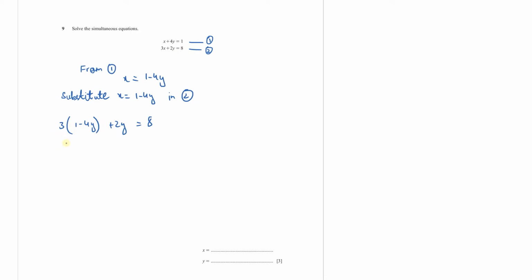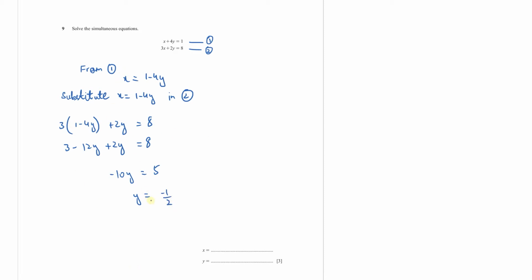So if I open this bracket, I will get 3 minus 12y plus 2y equals 8. And if I take this 3 to the other side, this will become 8 minus 3, which is 5 on the right side, and minus 12 plus 2 will become minus 10y. And then y will be minus 1 over 2.